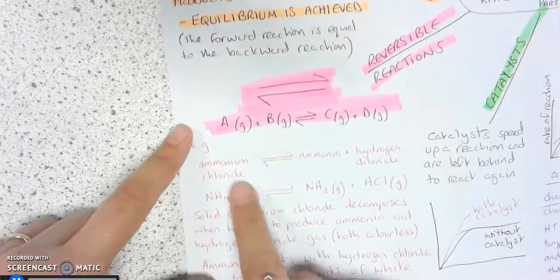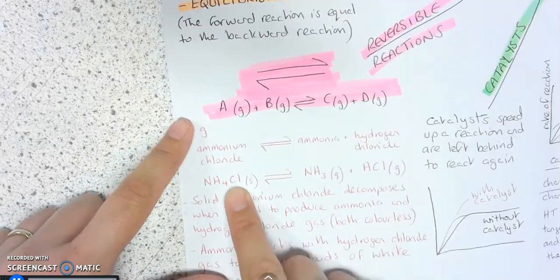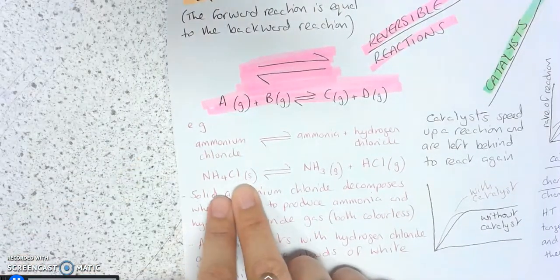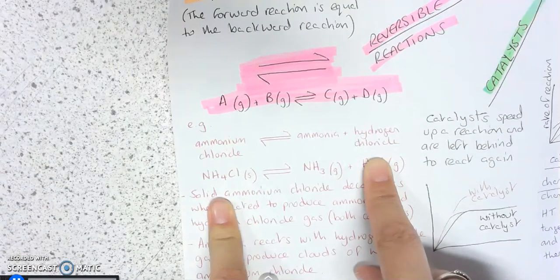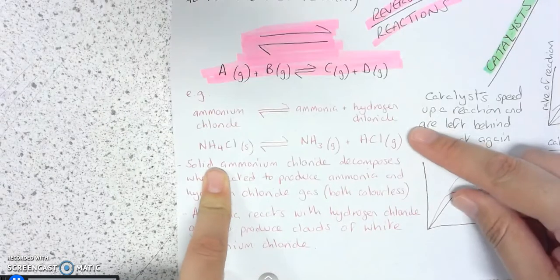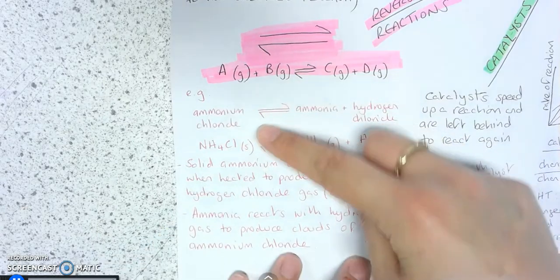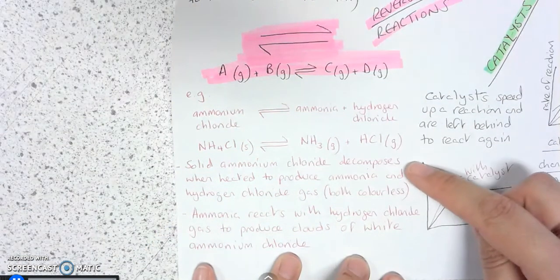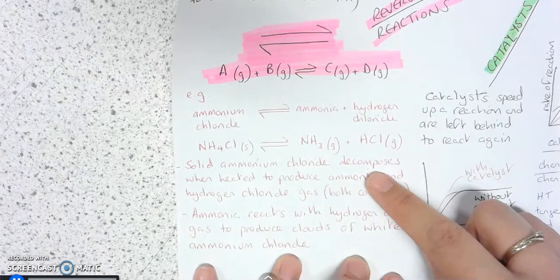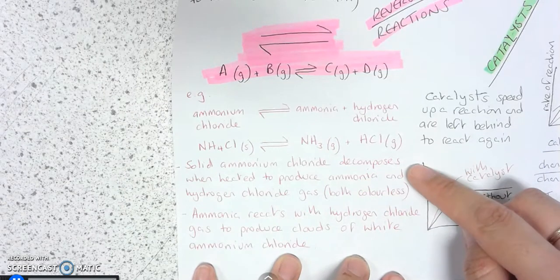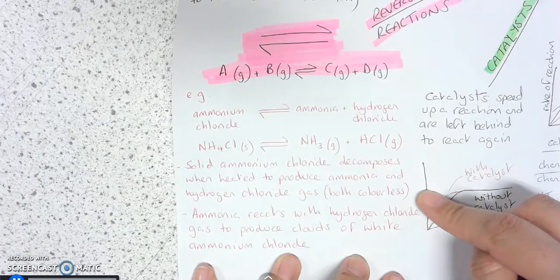So here's an example. If I've got ammonium chloride, you can see that ammonium chloride as a forward reaction makes ammonia and hydrogen chloride. And then as a backward reaction, I can make it back into ammonium chloride. So solid ammonium chloride decomposes, decompose means breaks down, when heated, so that's thermal decomposition, thermal is heat, to produce ammonia and hydrogen chloride gas, which are both colourless.